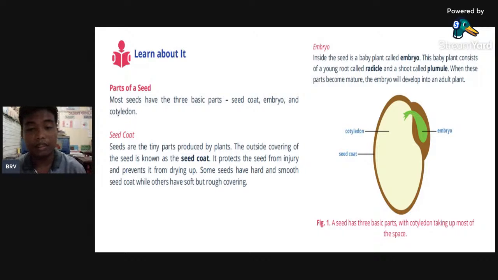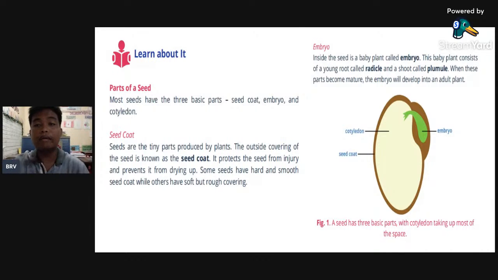Some seeds have a hard and smooth seed coat, while others have a soft but rough covering, because seeds are different. The seeds of a mango and the seeds of a lemon are different. Some are big, some are small, some are hard.